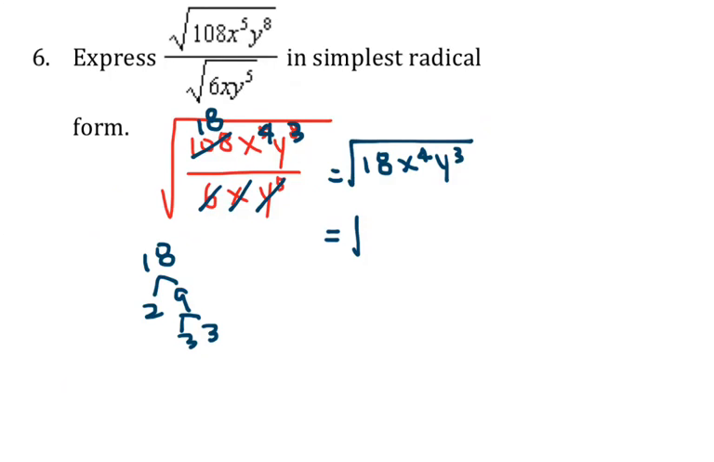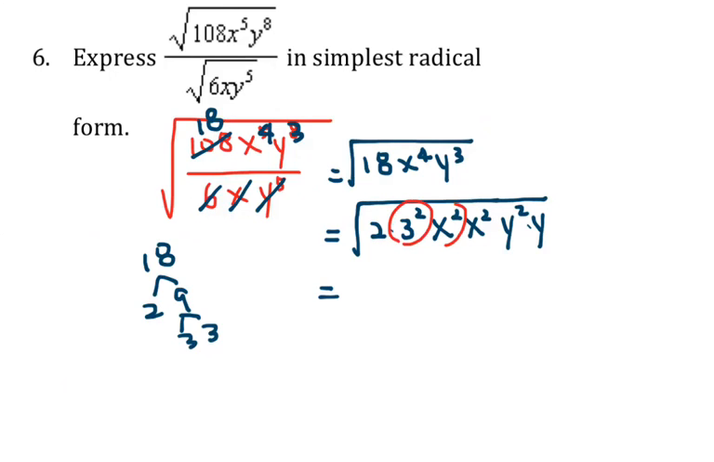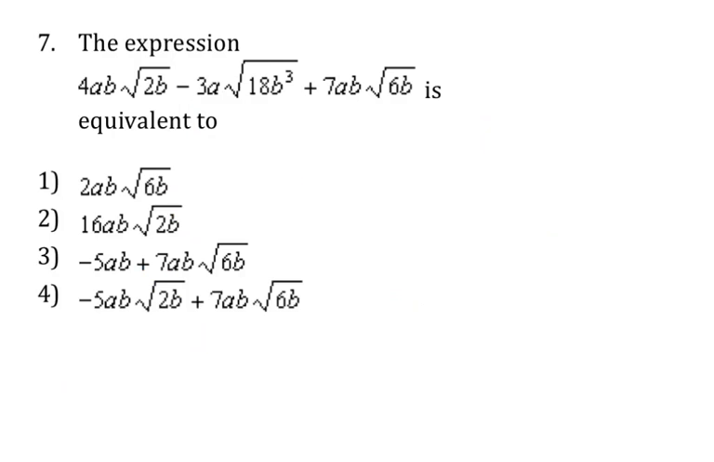So here I can rewrite this as 2 times 3 squared and x squared, because we are looking at square root, and y squared times y. Here we get a perfect square right over here. So then here we have 3x squared y and square root of 2y. Alright, so that would be our answer for number 6. And let us move on to the next question.